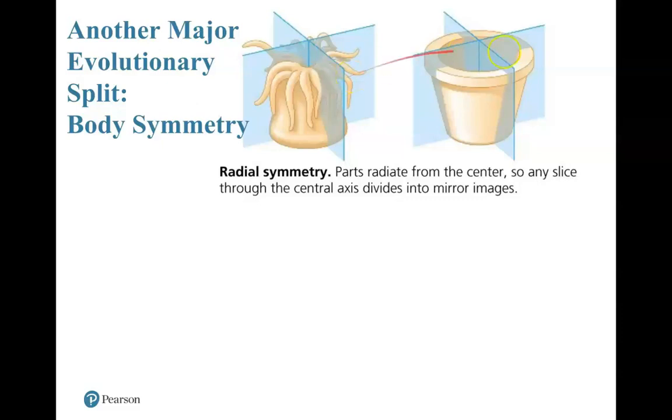I can actually see that with a flower pot. If I slice it this way, the left side is the same as the right side. It's mirror images. If I slice it the other way, this side is going to be similar to the other side. So no matter which way you slice it, centrally, you're going to get mirror images. That's called radial symmetry.